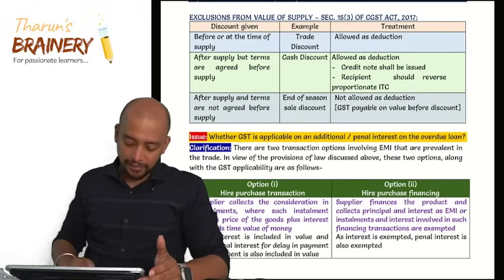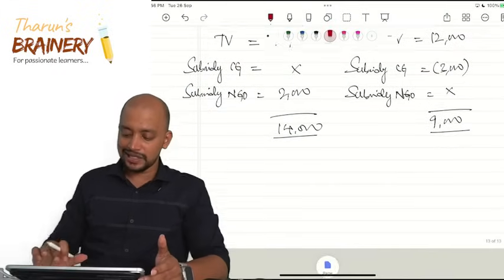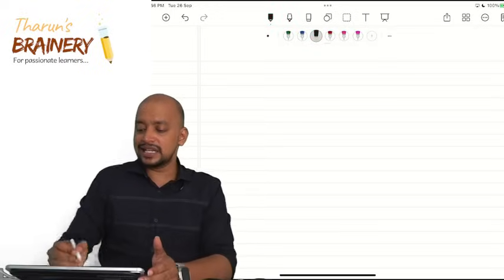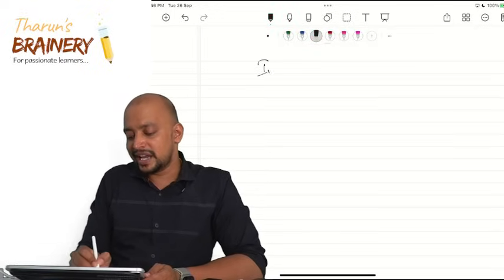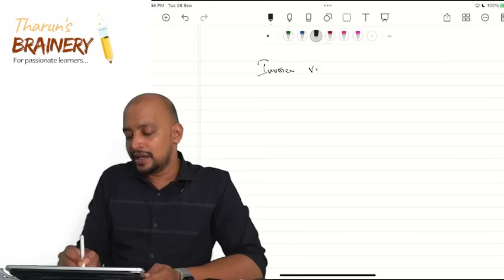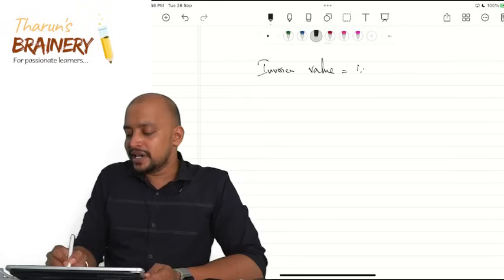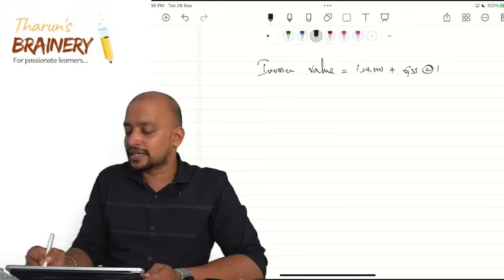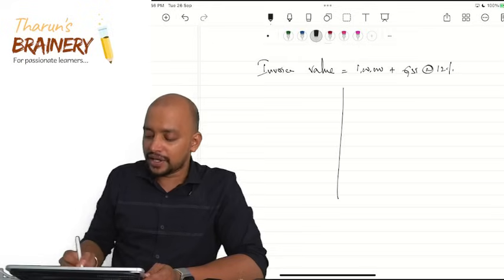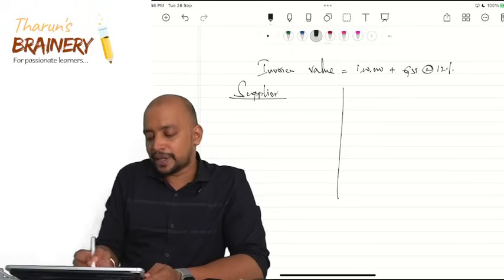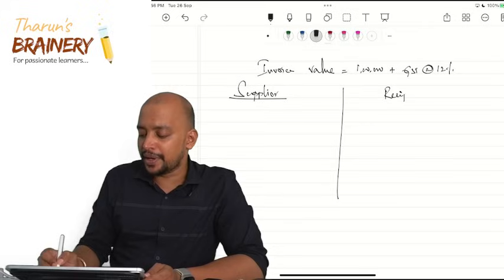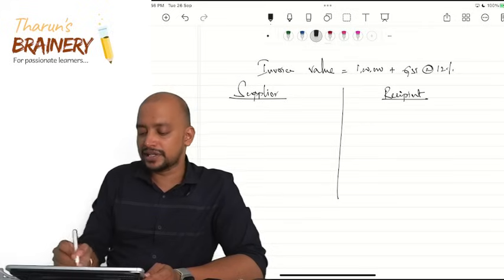Okay. For example, say generally there is a supplier who is invoicing it to the recipient. Say the invoice value is 1 lakh plus GST at 12%. What is the journal entry for this? In the books of the supplier, and in the books of the recipient, what is the journal entry for this transaction?